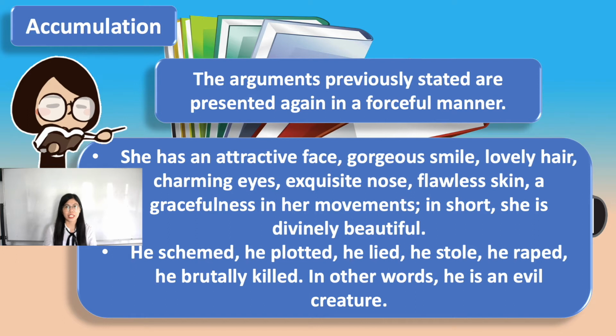So let's have an example. She has an attractive face, gorgeous smile, lovely hair, charming eyes, exquisite nose, flawless skin, graceful in her movements. In short, she is divinely beautiful. It's like you are summarizing the main points you gathered or listed previously. Looking back at the example, you just summarize all the descriptions mentioned into one, which is divinely beautiful. And as you may notice, it is done in a forceful manner.